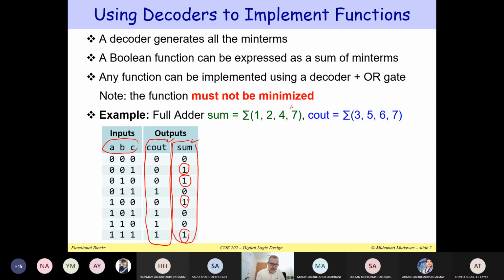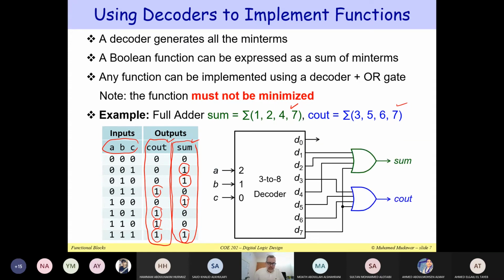So we can write this in sigma notation. And also we have C out: this is minterm 3, this is 5, this is 6 and 7. We can write this also in sigma notation. So we know the minterms for sum and the minterms for C out. Now we can implement C out and sum using one decoder. I can produce all the minterms of the full adder, and I need 2 extra OR gates.